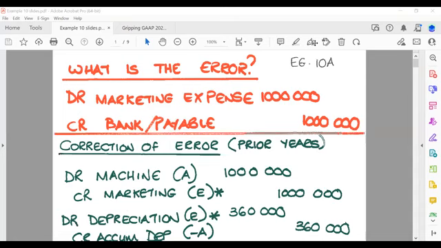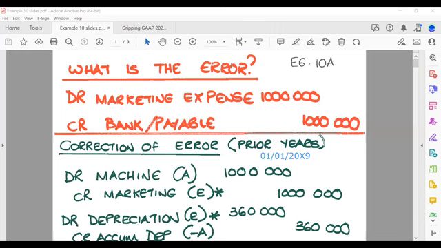So step one then, here is step one. What is our error? We've debited our marketing expense and we credited bank or our payable. Now we're going to process our correction of error in respect of prior years. Very, very important. So we said that this journal is going to take place then on the 1st of the first month in 20X9. So that's the journal entry that we have to use there.